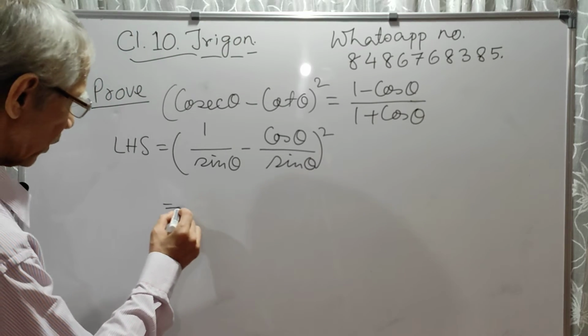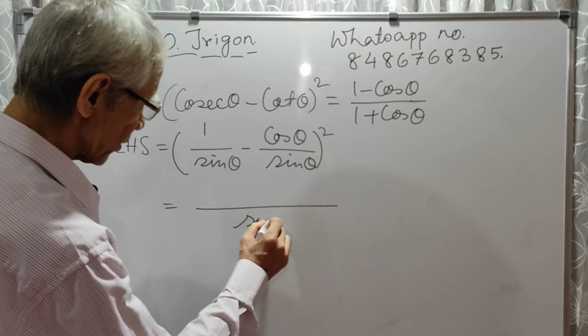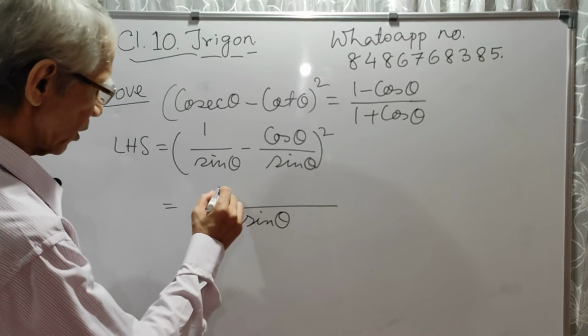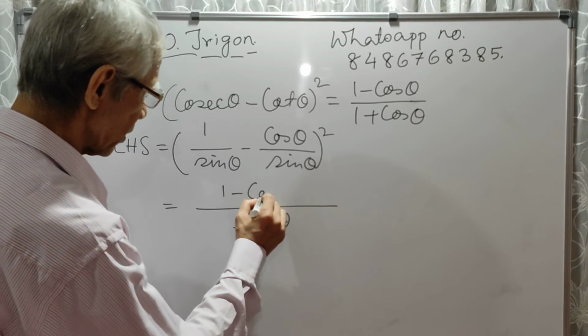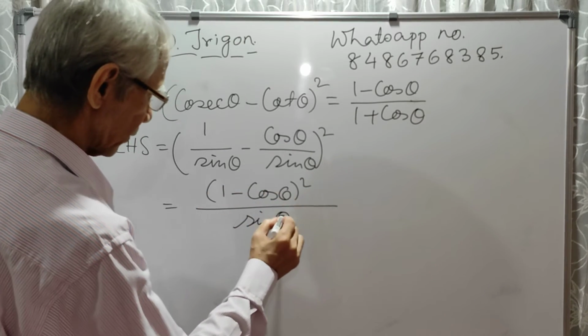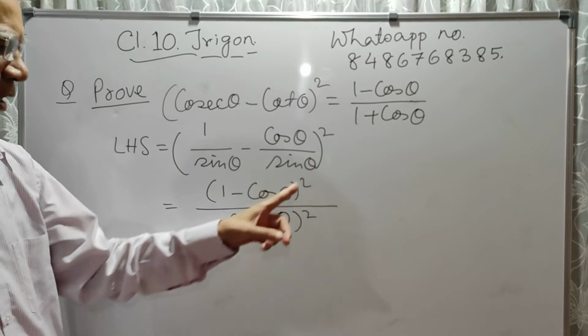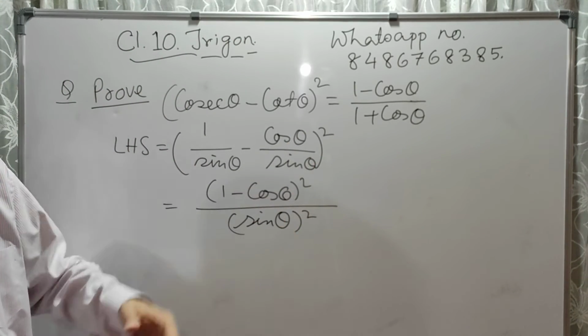Now what do we do? Of course, you have to find the LCM. Here sine theta is the common denominator. So the numerator is 1 minus cos theta. Now whole square. So whole square, isn't it? So here it was whole square. Now we just put it separately for numerator and denominator.